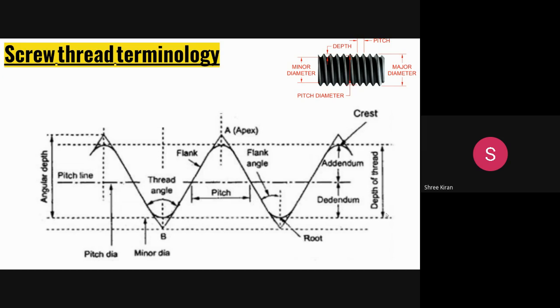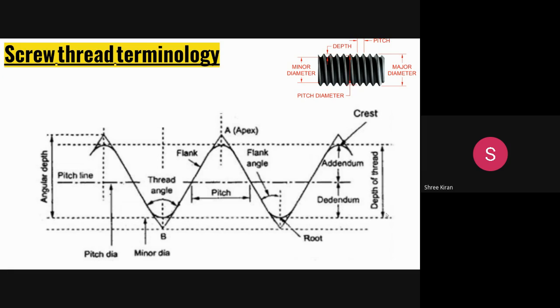Then what happens? Flank. Flank means what? The inclined surface which joins the crest and the root. Flank is mainly the inclined surface which joins the crest and the root. Then the next one is the angle, angular depth or angle of cut. This includes the angle between the two flank surfaces. It mainly includes the angle between the two flank surfaces.